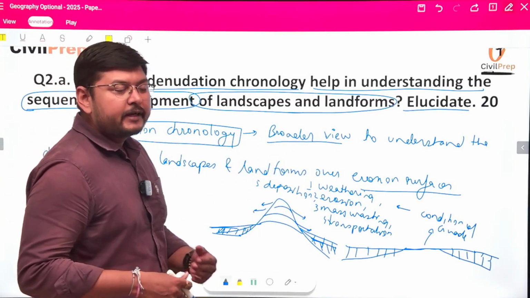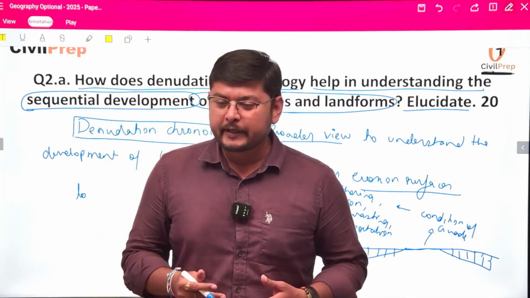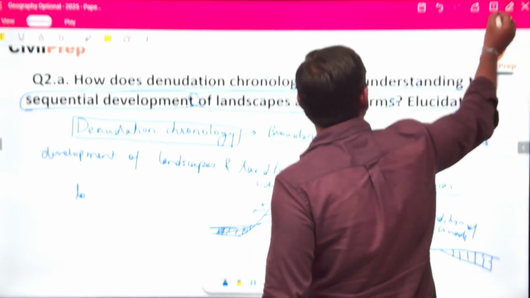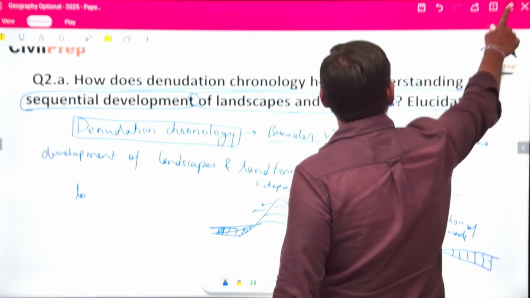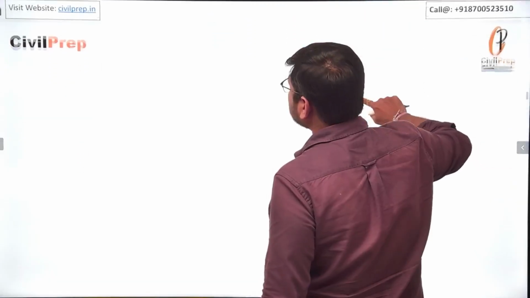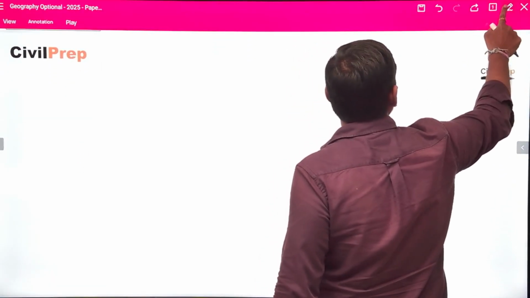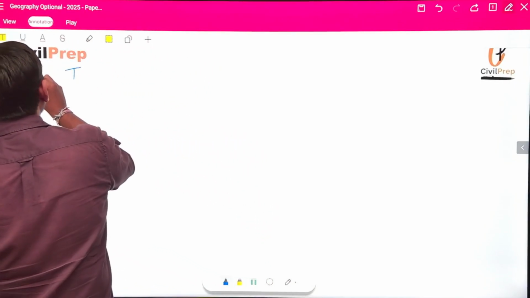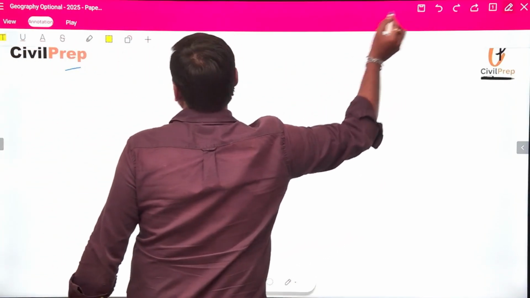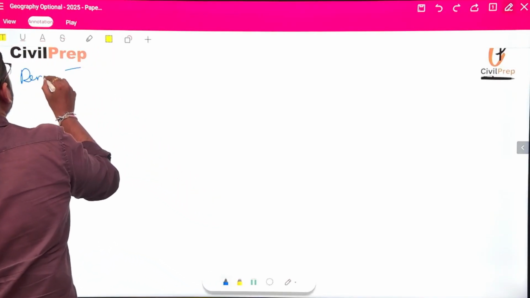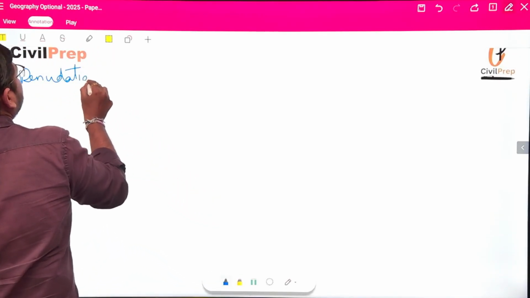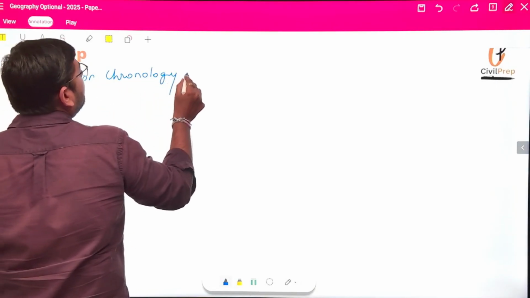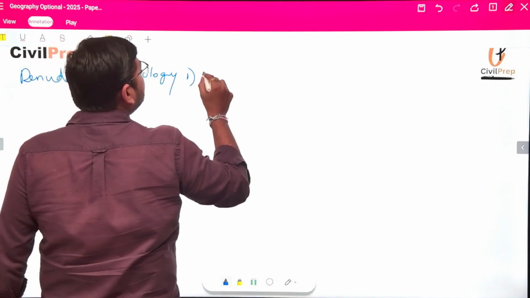Now, when we need to understand the denudation chronology, first we need to see what the basic principles present in this factor are. So under denudation chronology, we'll be seeing that there are three important principles. Number one, it is the principle of uniformitarianism.